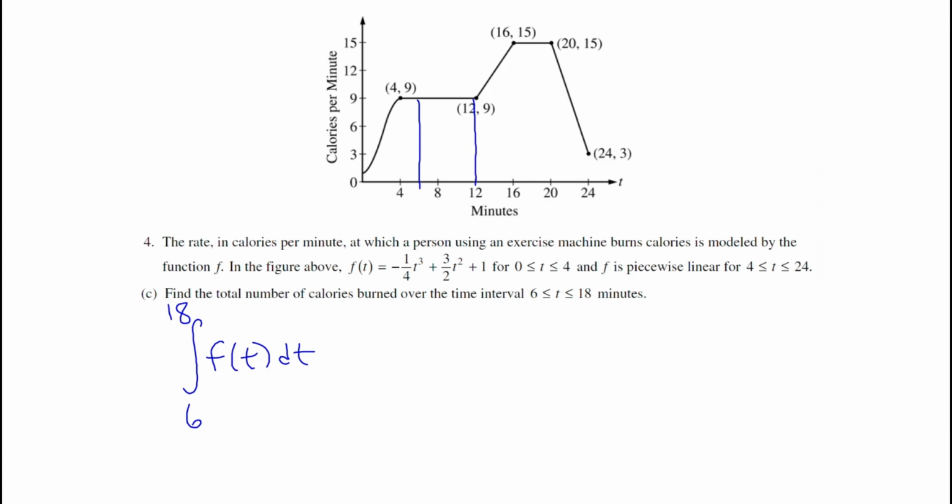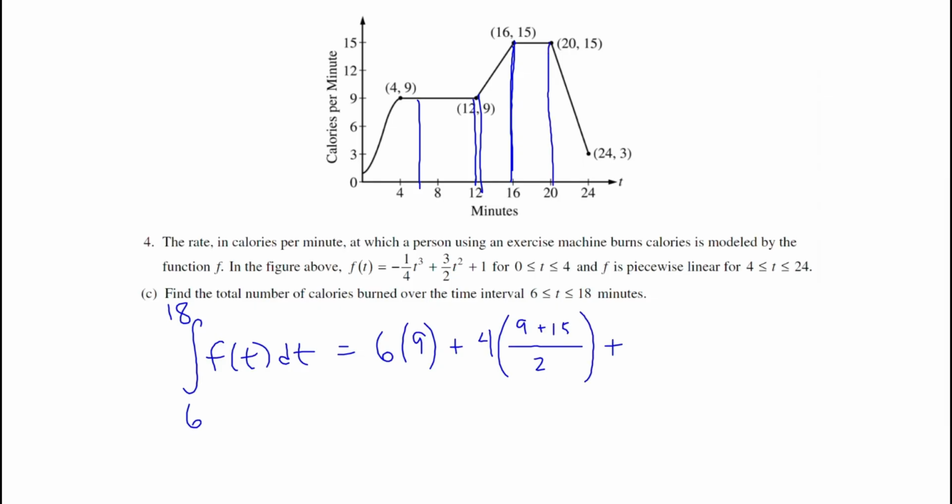From 6 to 12, it's just a rectangle. From 6 to 12 is 6 units, and it's got a height of 9. So we'll do 6 times 9 to begin with. Then we're going to add the part from 12 to 16, because that's a trapezoid. To find the area of a trapezoid, we take the height, which is 4, and multiply that by the average of the bases, which are 9 and 15, because we're going up to 9 and up to 15 here. So 9 plus 15 over 2 times the 4.